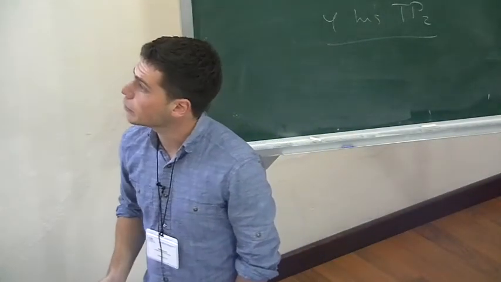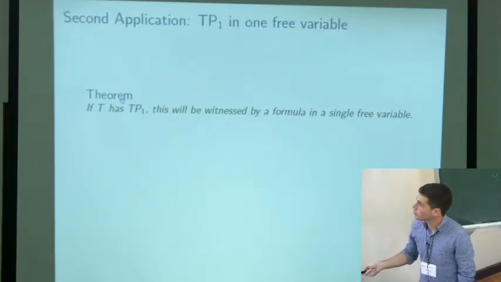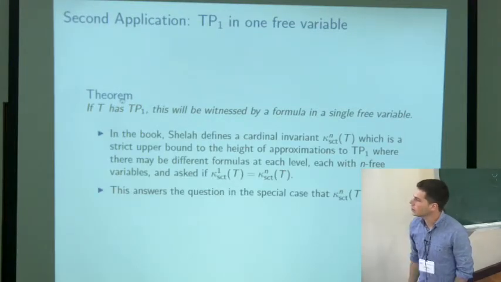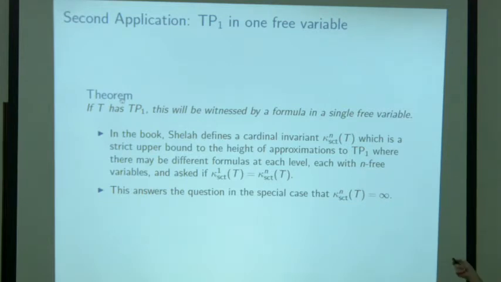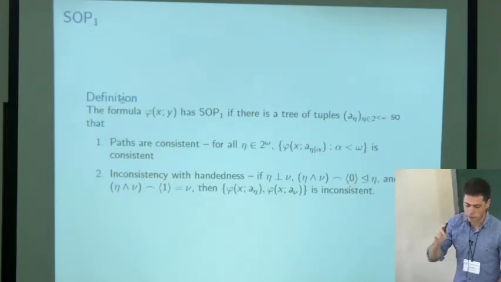All right, so the next thing I'm going to talk about is amalgamation. Oh, and I should mention that our motivation for this was certain questions in classification theory about a certain cardinal invariant, kappa in SCT. This is a strict upper bound of the height of approximations to the tree property of the first kind, where maybe you have different formulas at each level. Shelah asked whether the computation of this cardinal invariant reduces to computations in a single free variable, and this answers it in a certain special case. We also got one other special case, but we don't know the answer to the question in general.